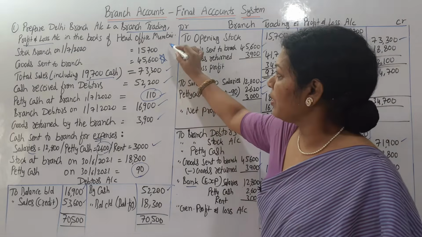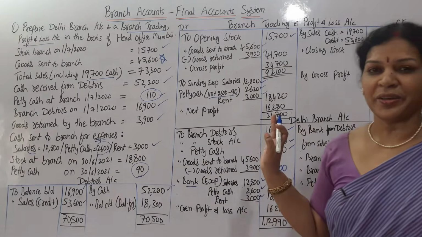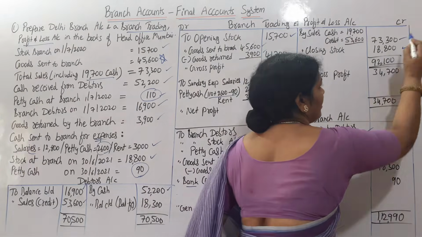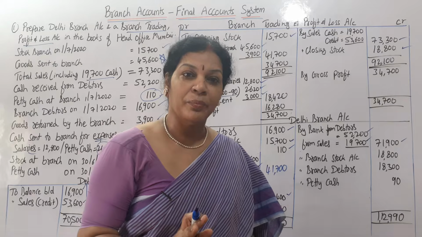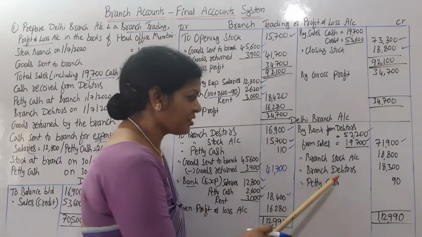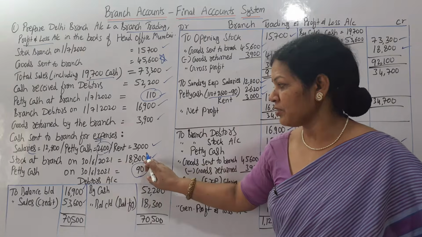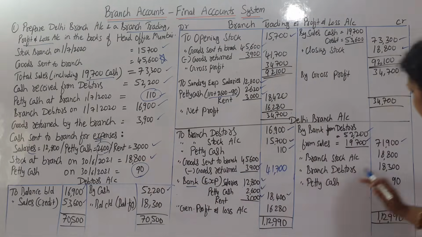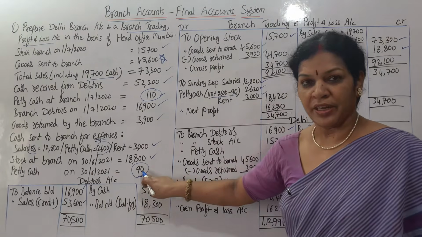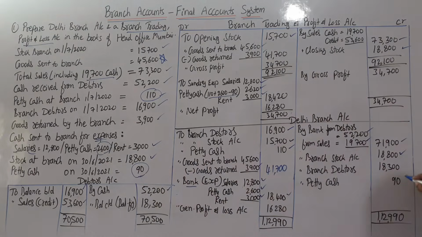So total sales also we have taken, opening stock also we have taken. Now lastly, closing stock on the trading account credit side, okay, 18,800 one time here, and also in the branch account opening assets we have written on the debit side, closing assets on the credit side we will write, right? So closing assets, in that case you will get branch stock, closing stock 18,800, it is written here. And also petty cash, end of the year closing petty cash, it is 90.